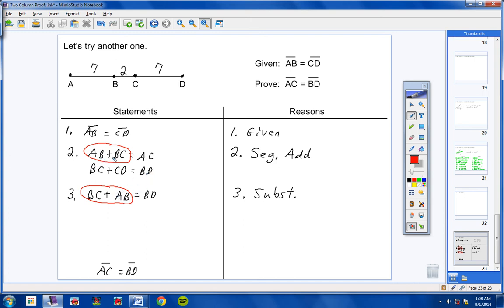AB plus BC equals what? What does it equal? AC. So what can I put in place of BC plus AB? I can put AC. And so for step number 4 right here, using substitution, for this whole expression right here, I'm going to put AC. So AC equals BD. And I did it. I'm done. That's exactly what I wanted to end up with right here. And my reason would be substitution.